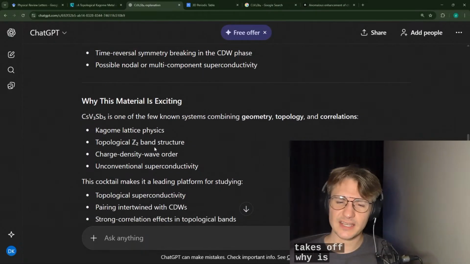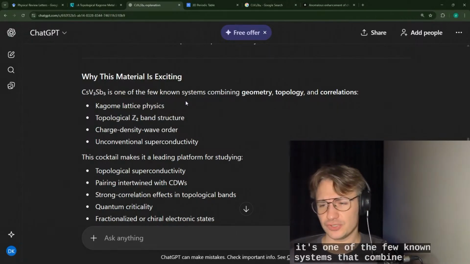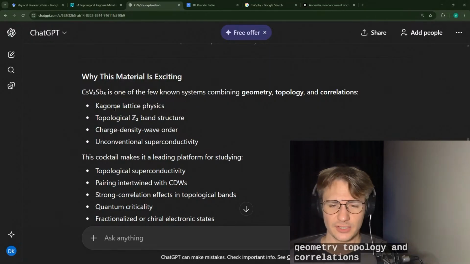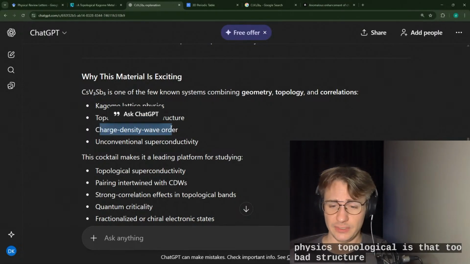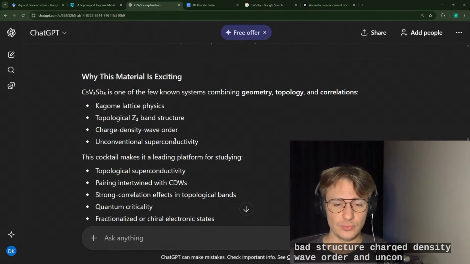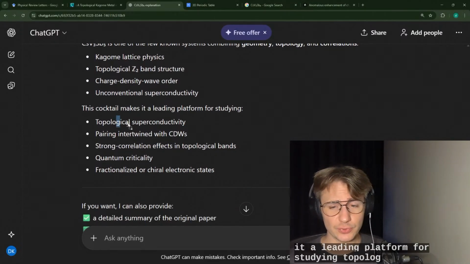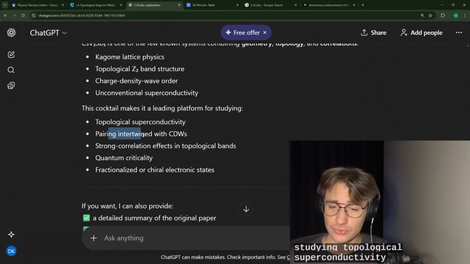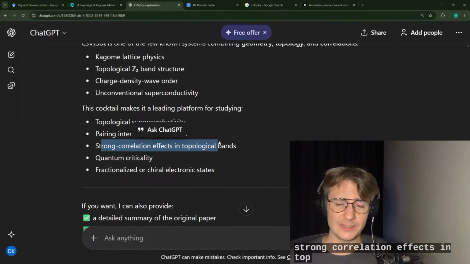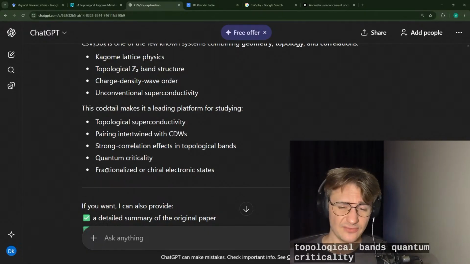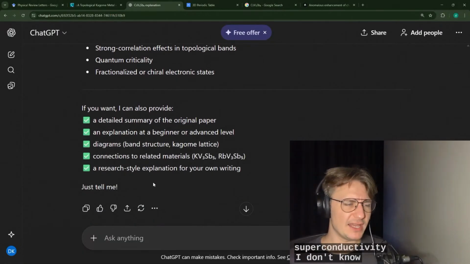Why is it exciting? It's one of the few known systems that combine the geometry, topology, and correlations. The Kagome lattice physics, topological Z2 band structure, charge density wave order, and unconventional superconductivity, which makes it a leading platform for studying topological superconductivity, pairing intertwined with CDWs, strong correlation effects in topological bands, quantum criticality, and fractionalized or chiral electronic states. Whew. I don't know how much of that is correct.